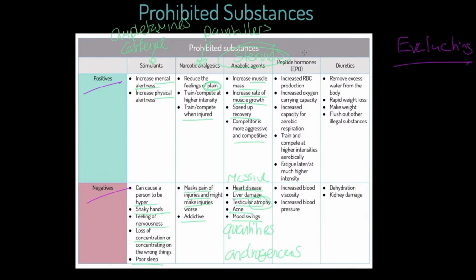Peptide hormones, we're talking about EPO. This is erythropoietin. It's a naturally produced hormone. It stimulates red blood cell production.